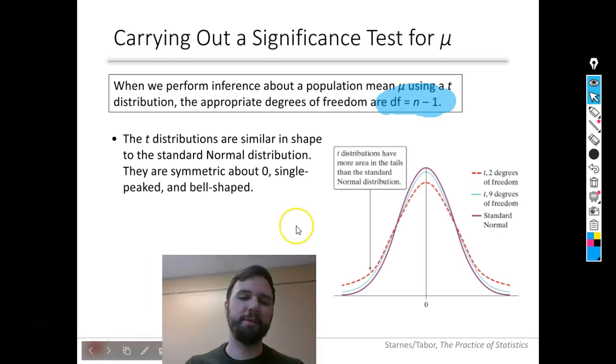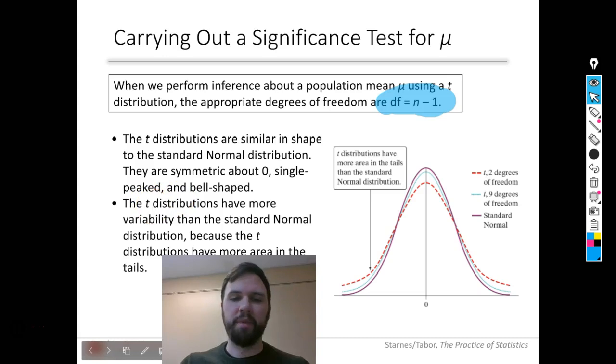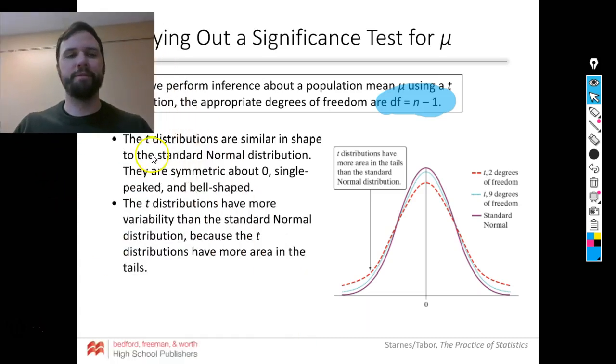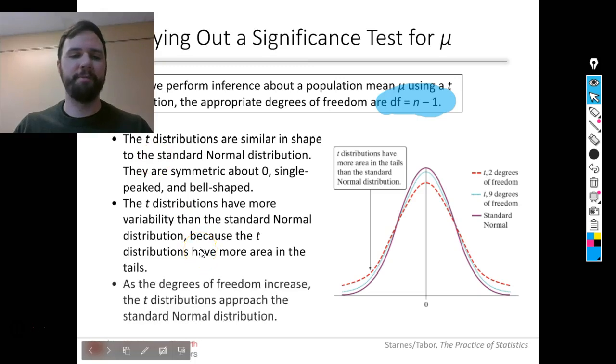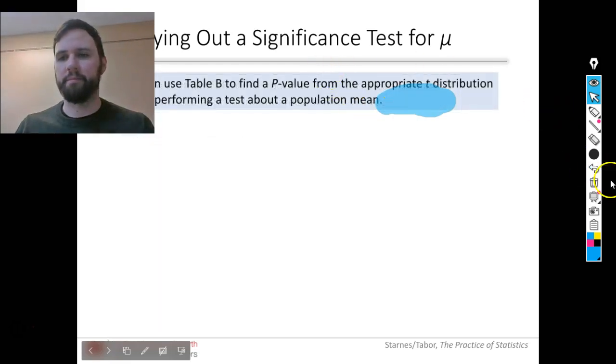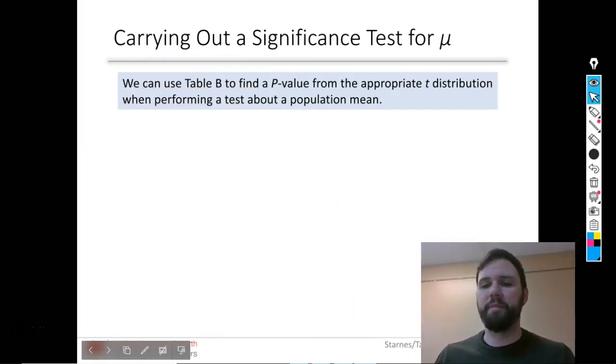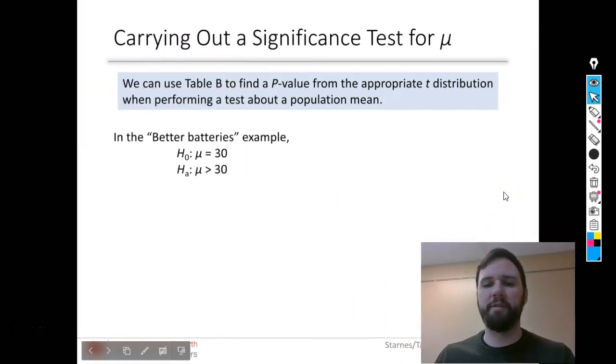It's still bell-shaped. All that's the same. The big thing is that we're using t, not z. There's more variability to t because with the mean there's more funky stuff that can happen. Now, you can use table B for this, but I'll be honest, we probably won't very often.